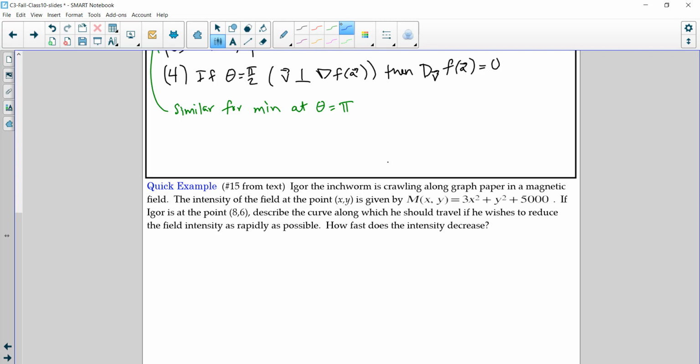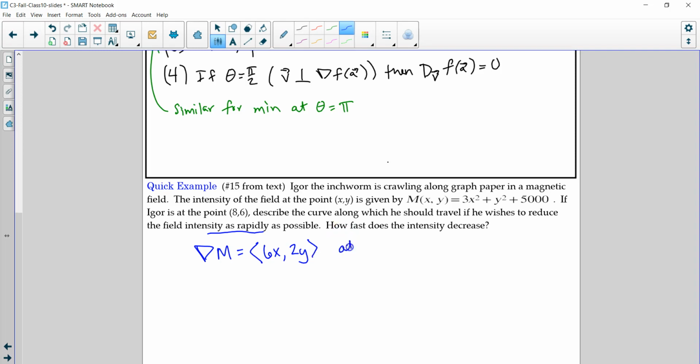All right, so per what we just saw in the Mega Theorem, the Mega Theorem said, if I want to determine the direction that would increase or decrease as rapidly as possible, I need to look at the gradient. So the gradient of m, I can find that to be 6x and 2y. Okay, so that would be the direction. That's not necessarily the curve, right?